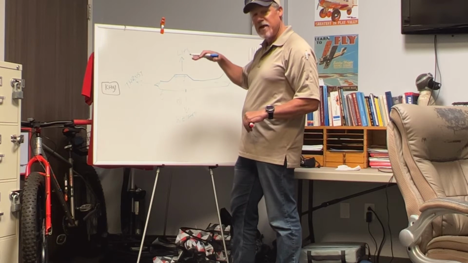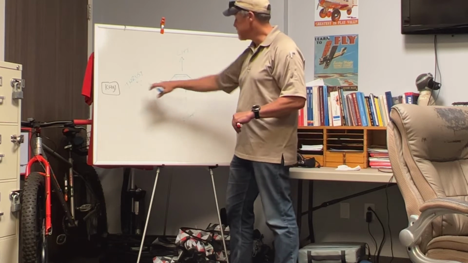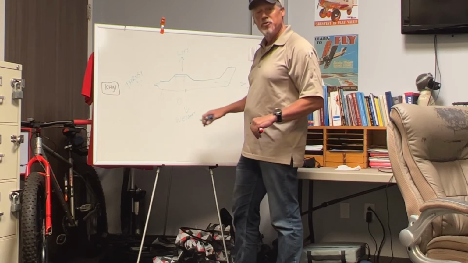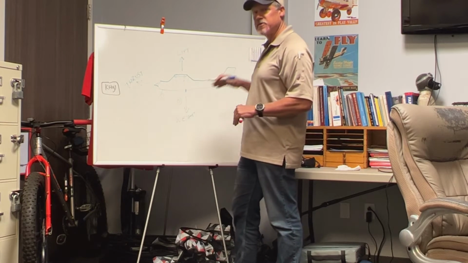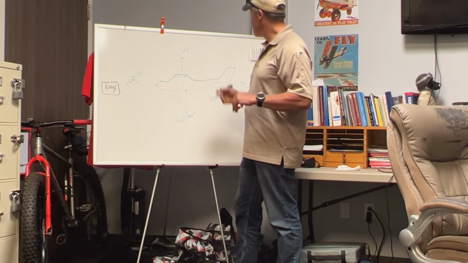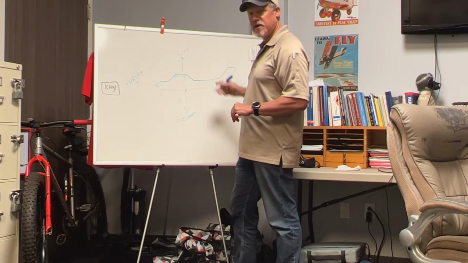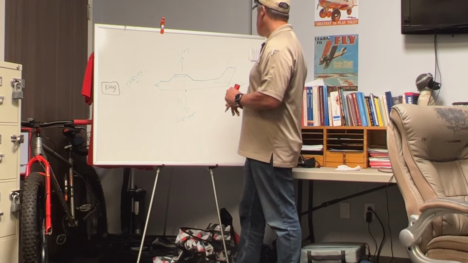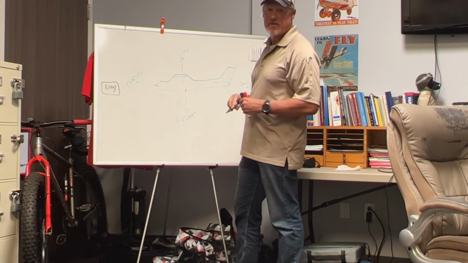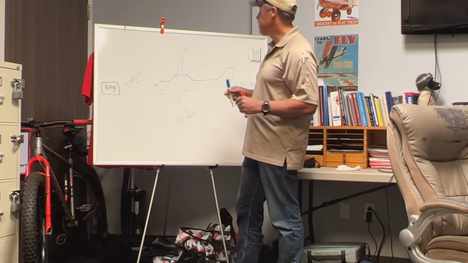When we're in level flight, these are all equal. So thrust is equal to drag, lift is equal to weight. If we change any of those, then the airplane will begin to either accelerate, slow down, climb, or descend. So in level flight, all of these are in balance with each other. So that's our four basic forces on the airplane.